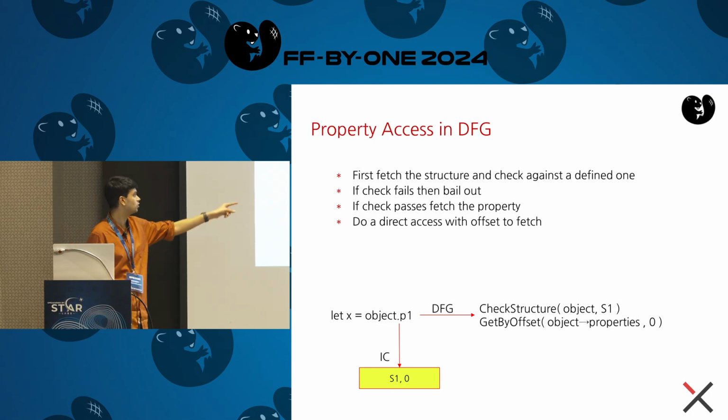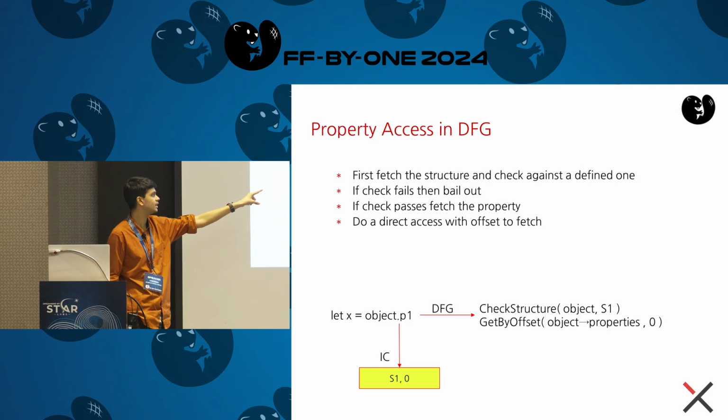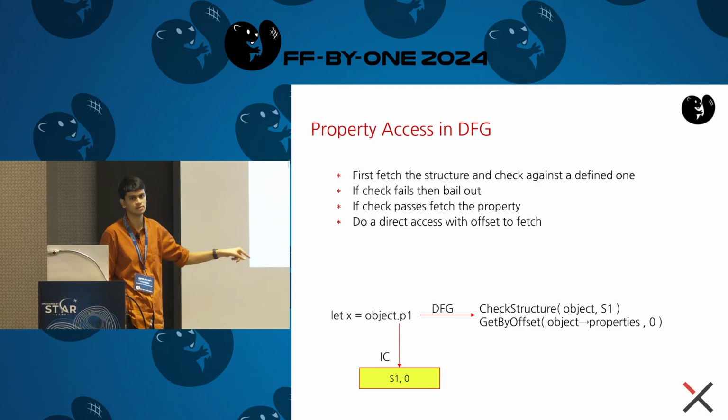An interesting point to note about check structure is that this is basically a comparison. Check if the object structure is the same as S1. If that comparison fails, this is a speculation failure and no further code is executed.